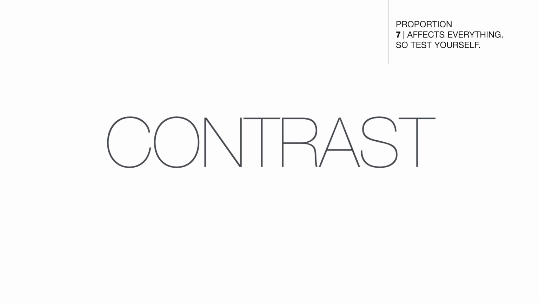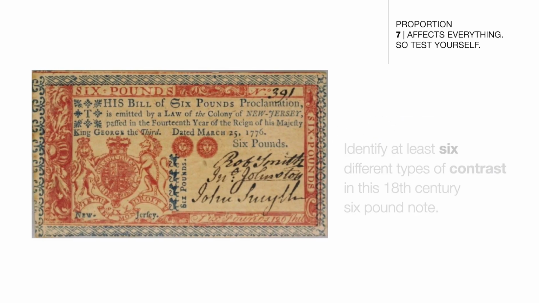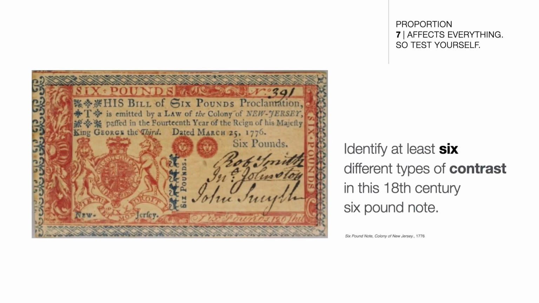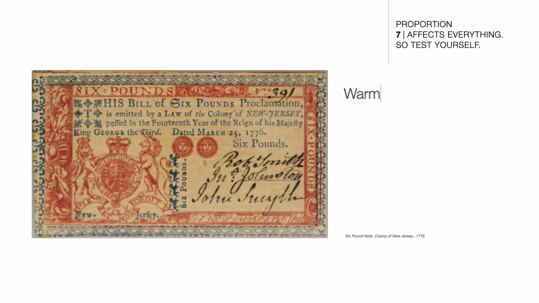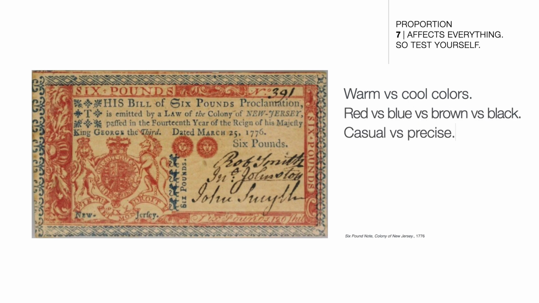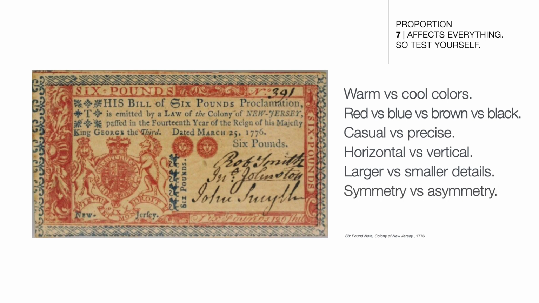Contrast. Identify at least 6 different types of contrast in this 18th century 6-pound note. Warm versus cool colors. Red versus blue versus brown versus black. Casual versus precise. Horizontal versus vertical. Larger versus smaller details. Symmetry versus asymmetry. See anything else?